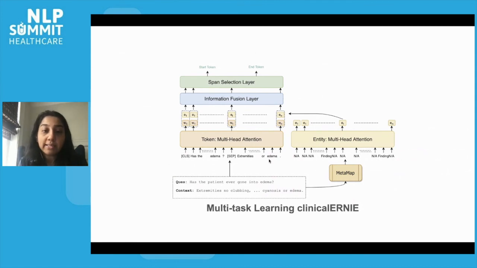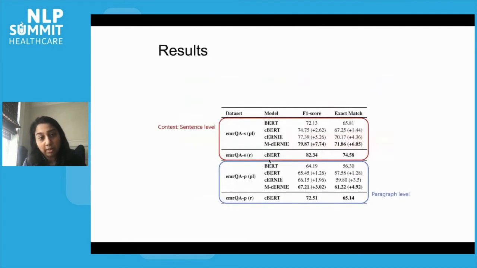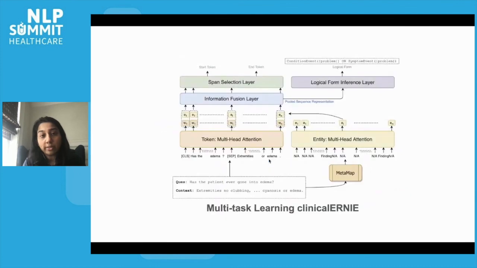And this gets combined in this information fusion layer, which finally goes to a span selection layer where the answer span is predicted. Now, this information fusion layer also uses a pooled sequence representation, which gets fed to your logical form inference layer that also predicts the logical form. So along with the answer, you also predict the logical form.